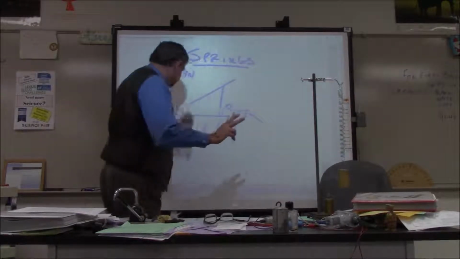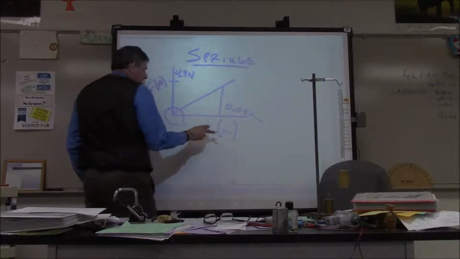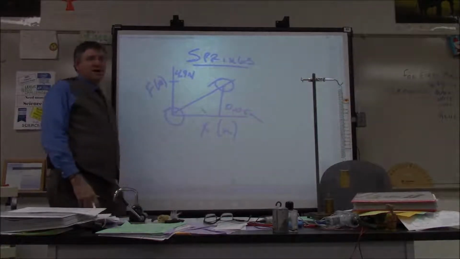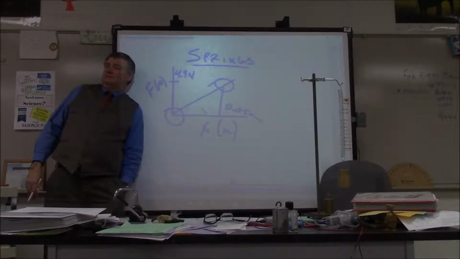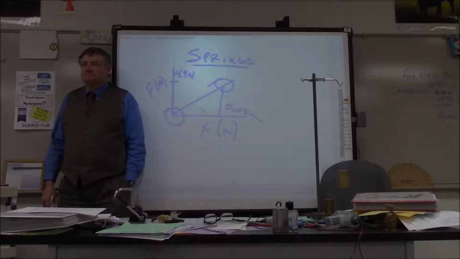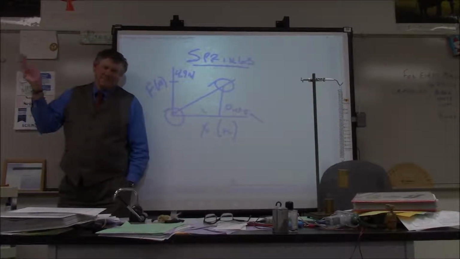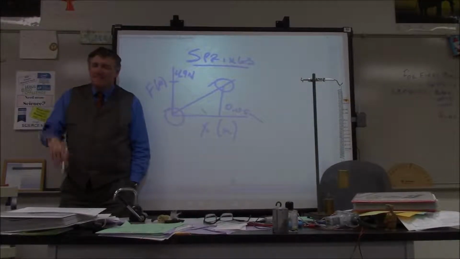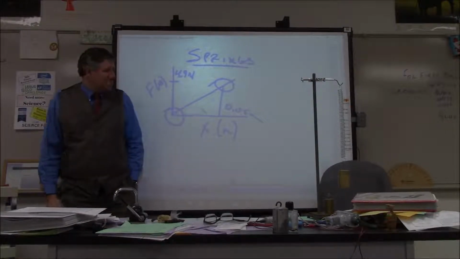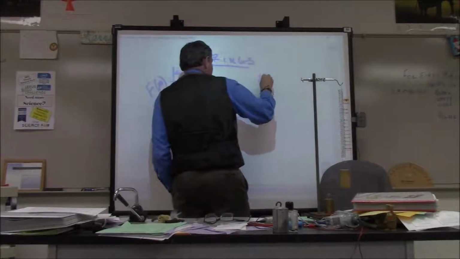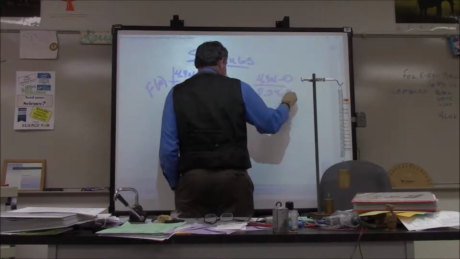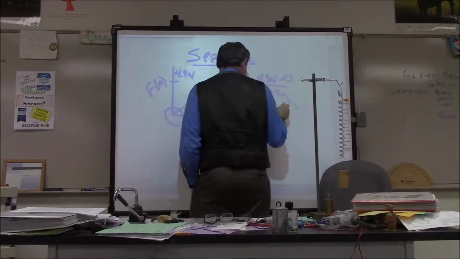So let's look at this. I got force here, I got elongation here, right? So first question, could I find the slope of the line? Yes. How can I find the slope of the line? Change in y over change in x, right? So I'm going to have 4.9 newtons minus 0 divided by 0.05 meters. So take 4.9 and divide it by 0.05.